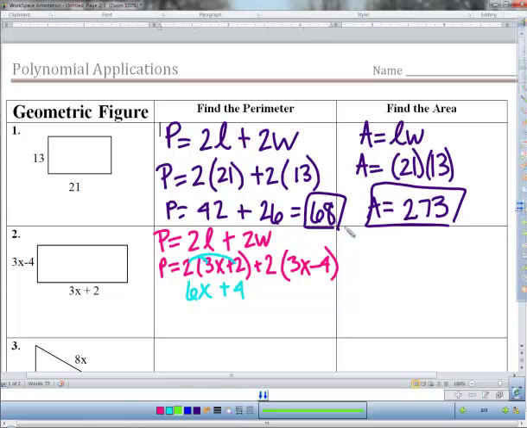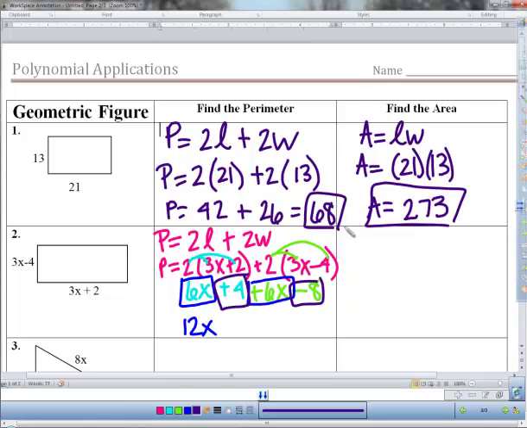And then I'm going to do the same thing over on this side. So I have plus 6x. And then 2 times negative 4 gives me minus 8. So I'm going to combine my like terms here. So I have positive 6x and a positive 6x gives me 12x. And then I have positive 4 and negative 8 gives me a negative 4. So my perimeter equals 12x minus 4.